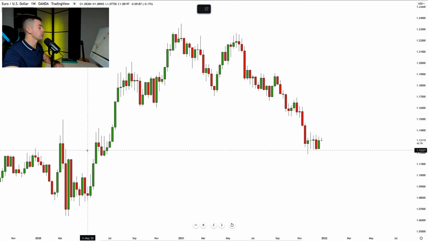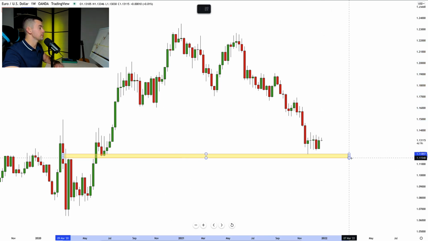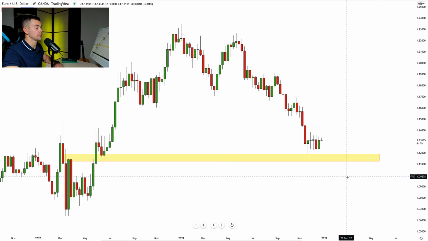And recently, the price reached this very strong weekly structure support. And once that support was reached, you can see that the market started to trade in a local trading range. The market started to consolidate. We see the sequence of very weak candles. So for now, the market is accumulating.